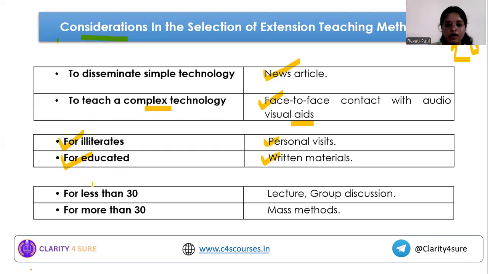If your crowd is less than 20, then lecture and group discussion methods are okay. But if your group is more than 30, like imagine your group is 100 or thousands, then lecture and group discussions are not cost effective, for which you must choose mass contact methods for more cost effectiveness.